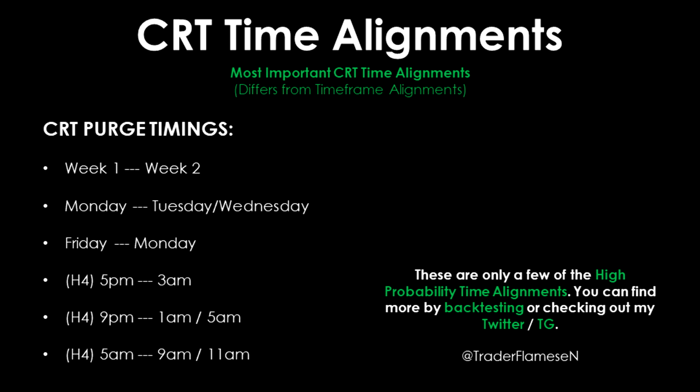These alignments are not absolute, and are not the only ones. There are many more time alignments that you can use, which you can find by backtesting different time alignments. For instance, you can wait for the CRT to form at certain times, and then look to see when these purges occur. Note these times, and check your data to see if there's a recurring theme or pattern. You can then use these time alignments for yourself.